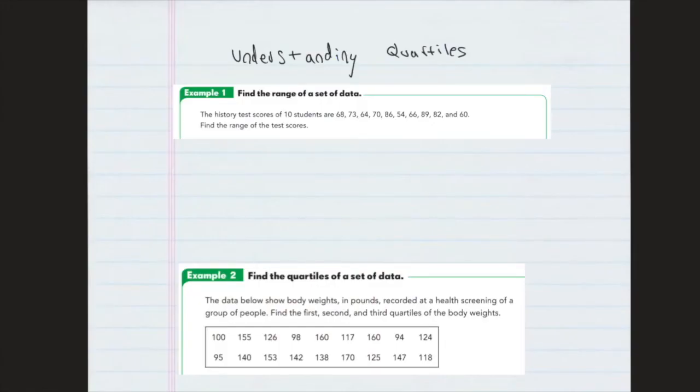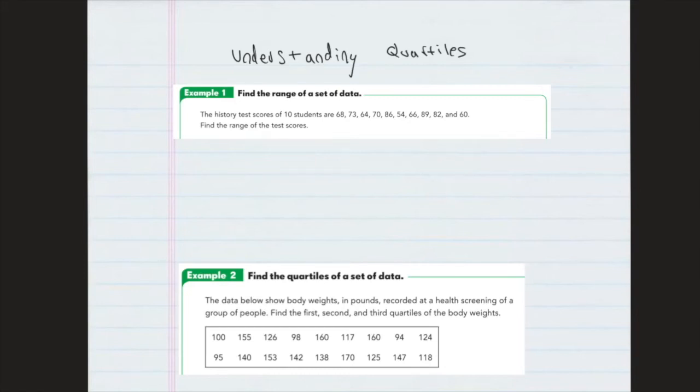Just a quick example of finding the range of a data set. The range is the largest number subtracting the smallest number. So if we look at all of this data here, 68, 73, 64, 70, you can list them out. What you want to do is figure out what number is the smallest and what number is the largest, and then you can do your subtraction. It's easier to do this when the numbers are in order. In this case, they're not, so you're just kind of looking.